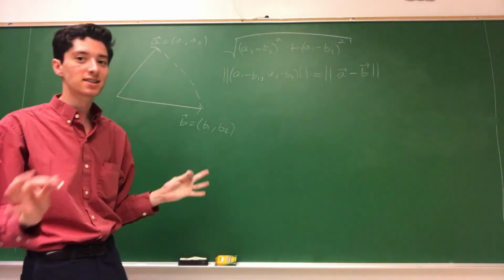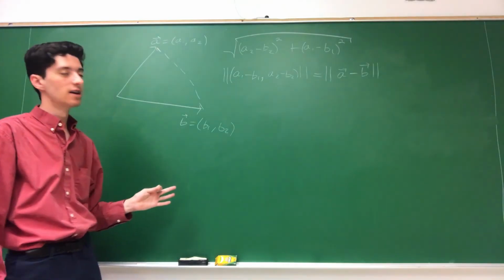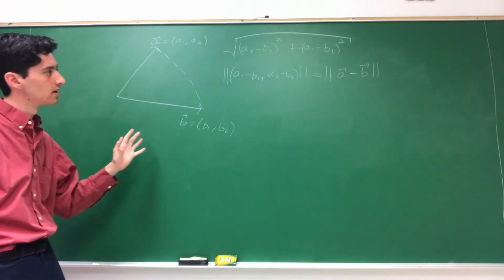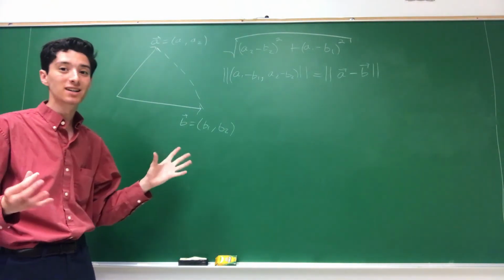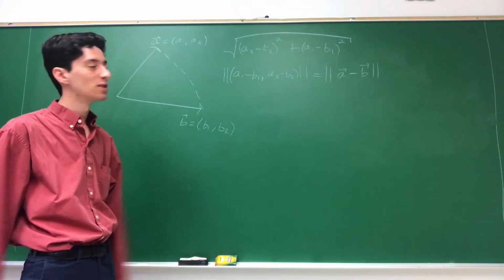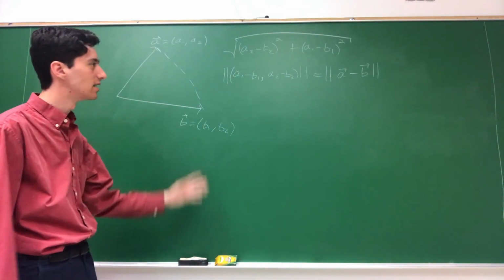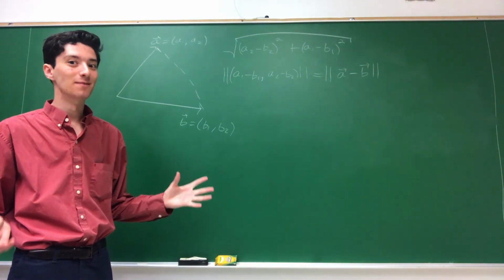Therefore, the distance between two vectors in 2 dimensions is the magnitude of the difference. So the distance between A and B is the magnitude of A minus B.